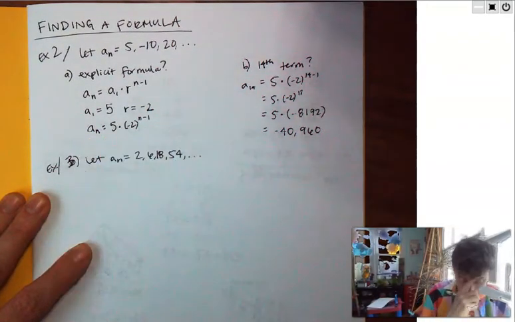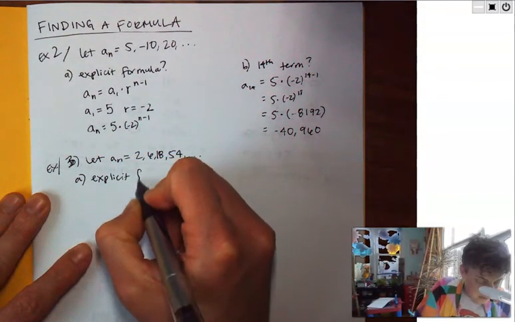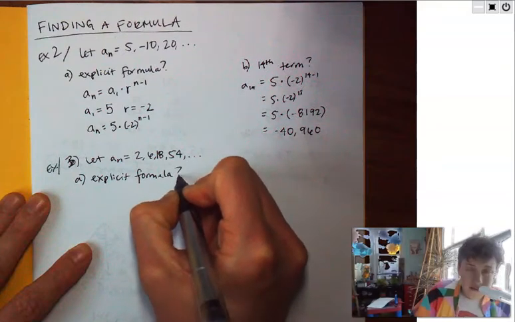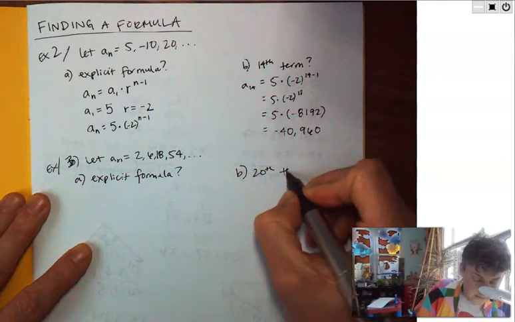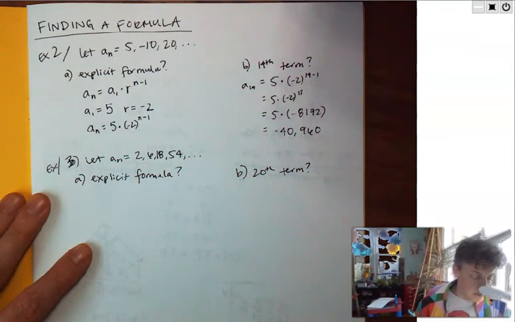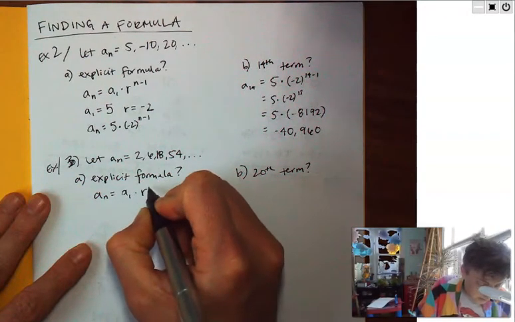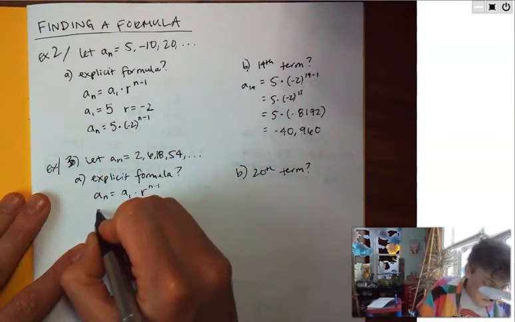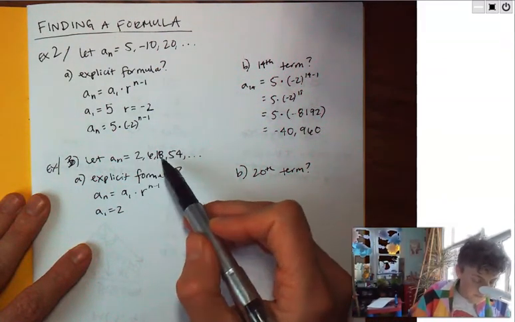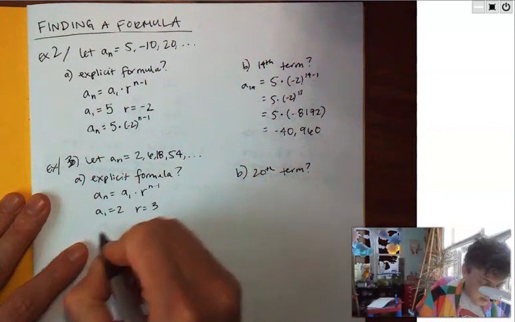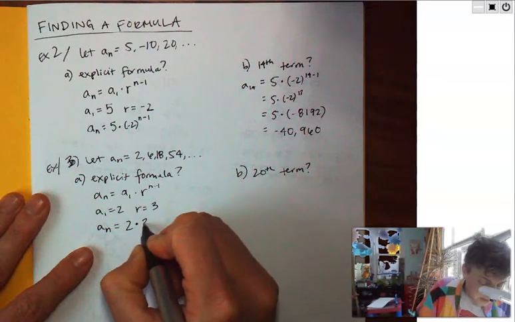Example 3. Anyway, let's find the explicit formula, and let's go ahead and find the 20th term this time. Alright, what's our general formula? a sub n equals a1 times r to the n minus 1. And we know our first term is 2, and our ratio is 6 divided by 2, which is 3. r equals 3, so our explicit formula is a sub n equals 2 times 3 to the n minus 1.